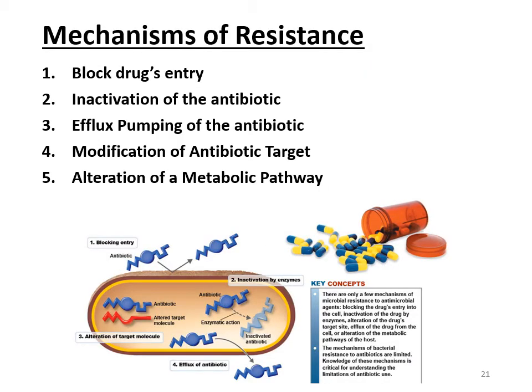Now we keep saying the term antibiotic resistance, and we haven't really gone into the details of what exactly that means. What mechanisms are these bacteria using in order to fight the antibiotics? Okay? There are 5 main ways that bacteria will resist antibiotics. The first one you see here is by blocking the drug's entry into the bacteria. Okay, so if the antibiotic cannot get into the bacteria, it can't kill it, right?